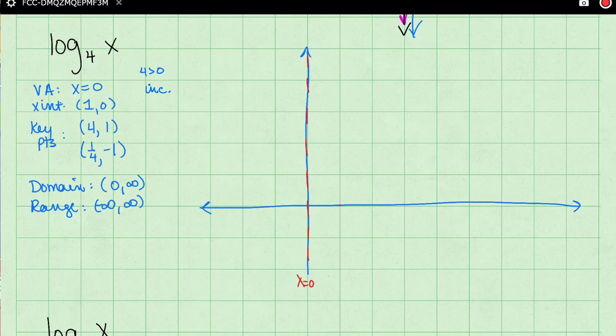Then we have the point (1, 0) as our x-intercept. And then we have the point 1, 2, 3, 4, up 1 as one of our key points. The reciprocal 1/4. So go over to 1/4 and down 1. There's the other key point. And then we know it's increasing, so it curves like that. Right? So there's that graph.